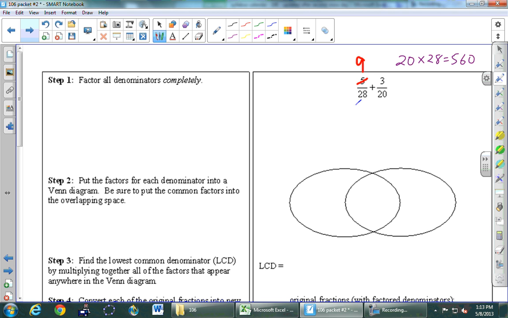So let's factor 28. There are a couple of ways to factor 28. You could do 4 times 7 or 2 times 14. Which one do you pick? Makes no difference to me. We'll do 4 times 7. Doesn't matter. But this isn't done because you can factor further. What is 4 equal to? 4 is equal to 2 times 2. Can you factor 7 any further?